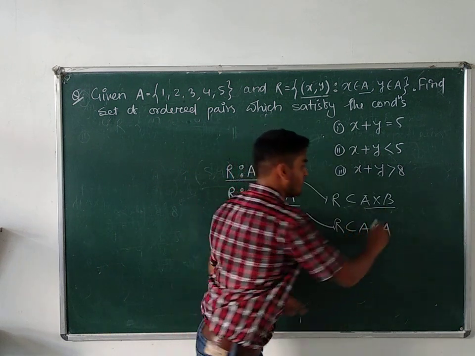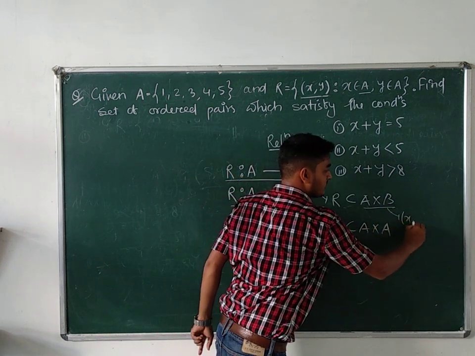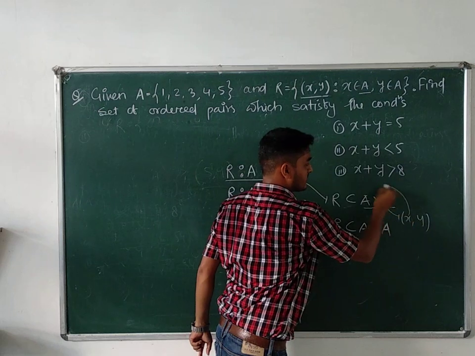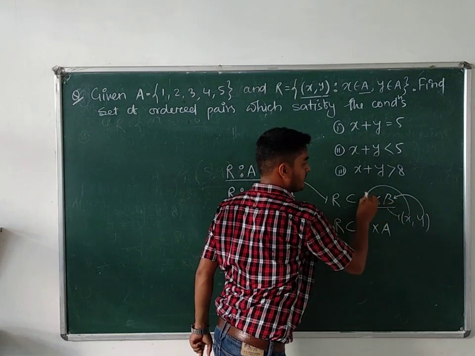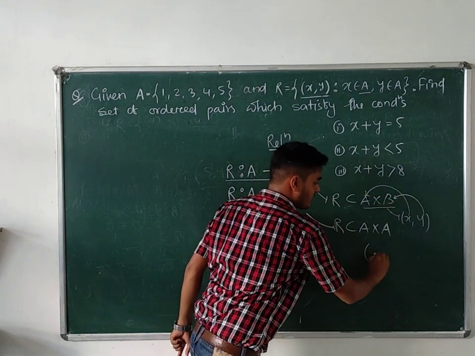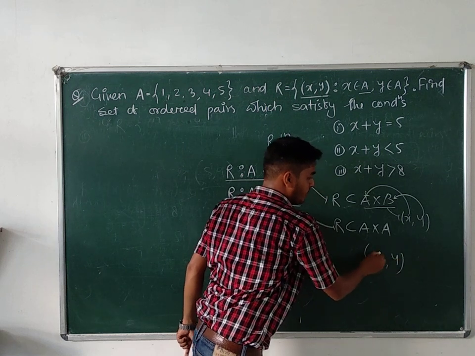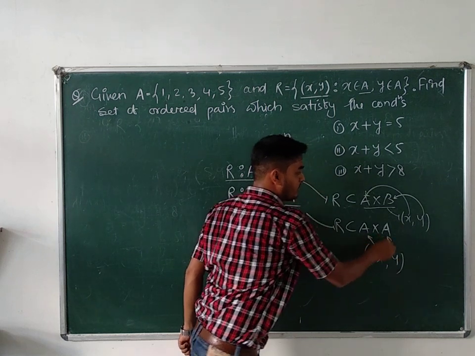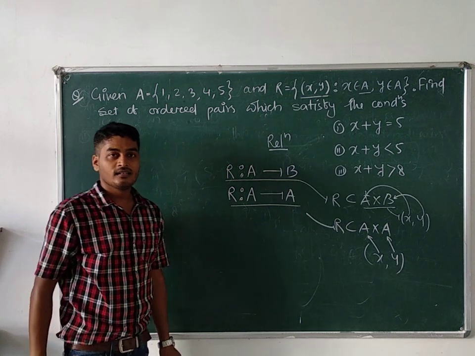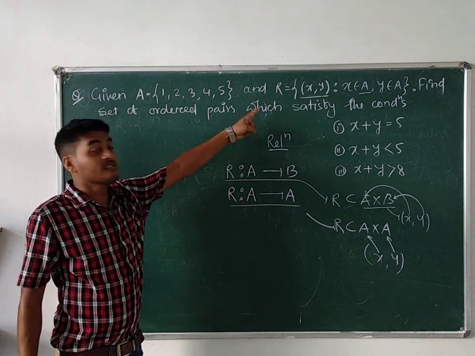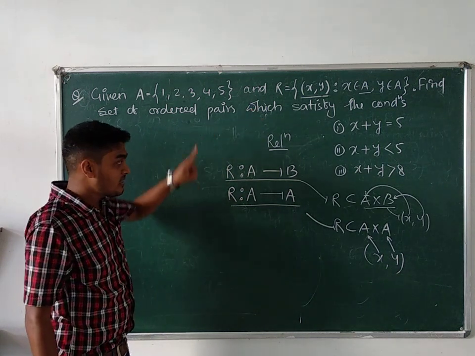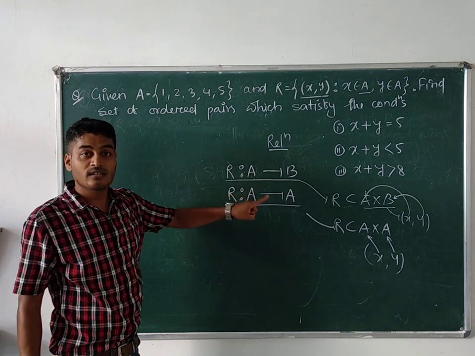A cross B contains only ordered pairs where x belongs to the set A and y belongs to the set B. Correct? Similarly, A cross A also contains all those ordered pairs where x belongs to A and y belongs to A. So that's why here R is that relation which is nothing but a subset of A cross A.